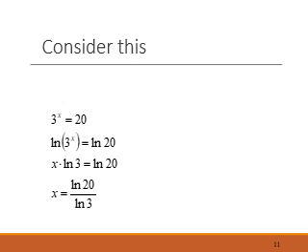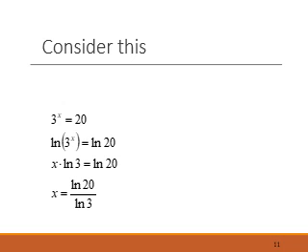So x times the natural log of 3 equals the natural log of 20. To get to the last line, all we've done is divide both sides by the natural log of 3. So you can see x must be the natural log of 20 divided by the natural log of 3. Okay, now why are we doing this?